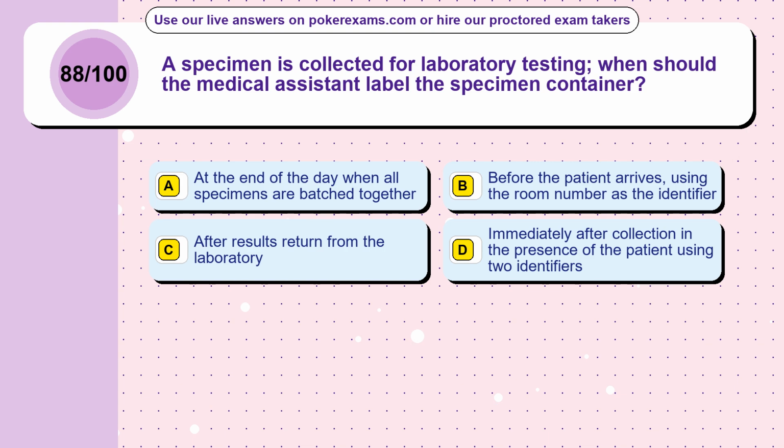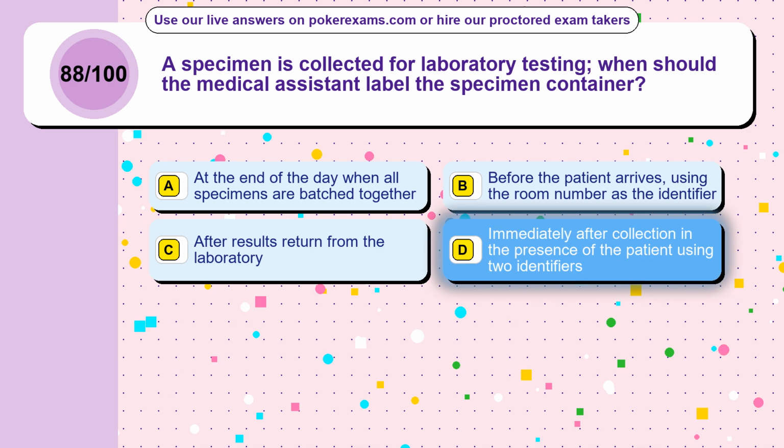Question 88. A specimen is collected for laboratory testing. When should the medical assistant label the specimen container? Option A. At the end of the day when all specimens are batched together. Option B. Before the patient arrives, using the room number as the identifier. Option C. After results return from the laboratory. Option D. Immediately after collection in the presence of the patient using two identifiers.